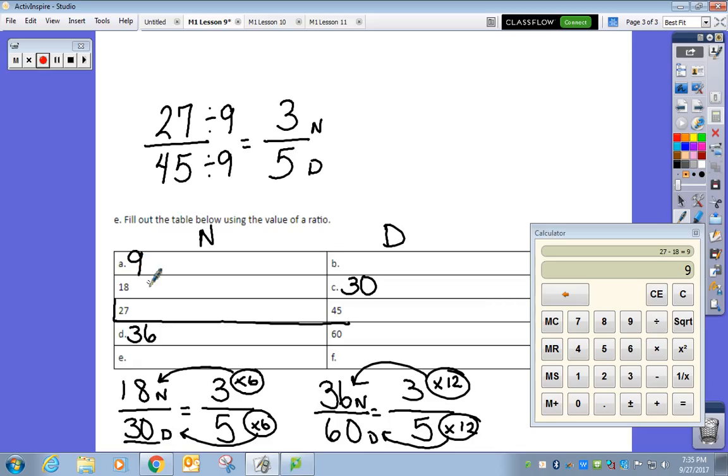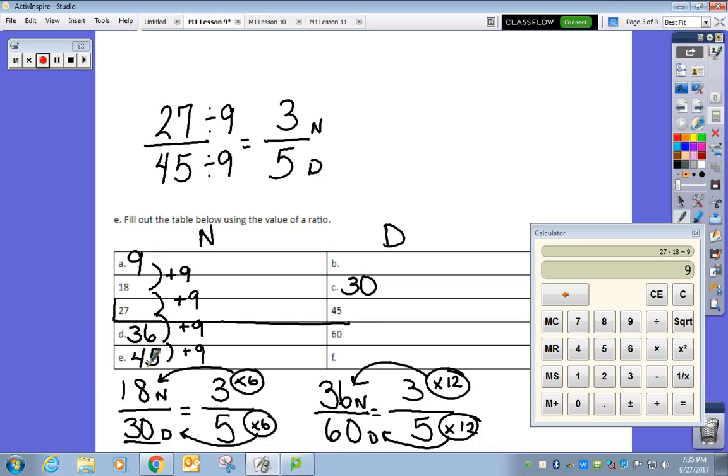I am then adding 9 as I go through my table. So 9 plus 9 got me 18. 18 plus 9 got me the 27. 27 plus 9 gets me the 36. And then I can do 36 plus 9 to get my final number, which would be 45.